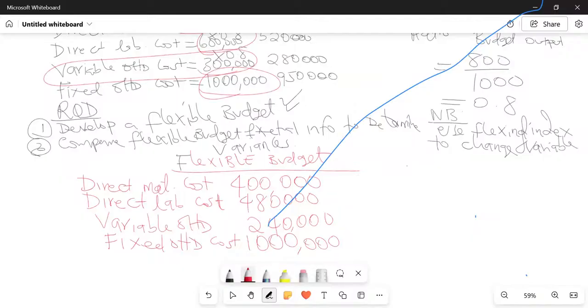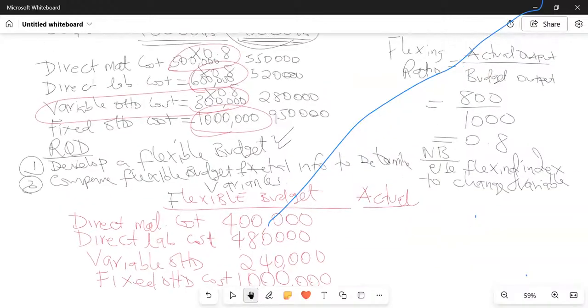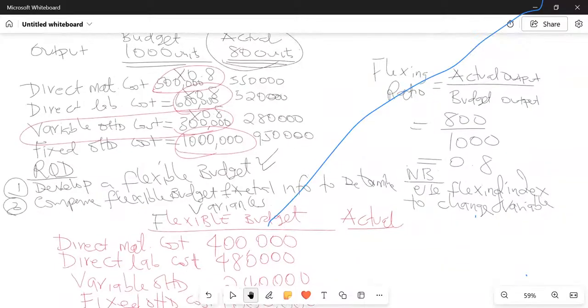Now we go to number 2, where they want us to do side by side. We place the actual here to enable us to give them what here, somebody? Variances. So what is the actual material cost? I can see the actual is here. The actual material cost, mwalimu, hiyo ni 550,000. Direct labor cost ni ngapi, somebody? 520,000.